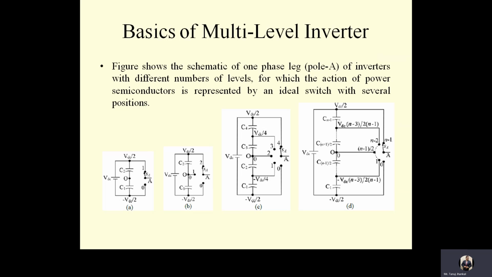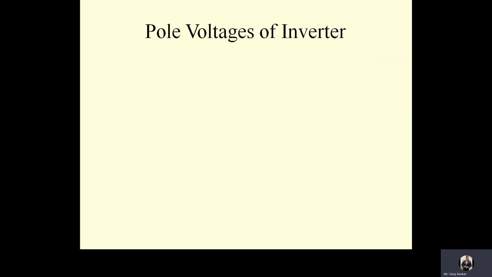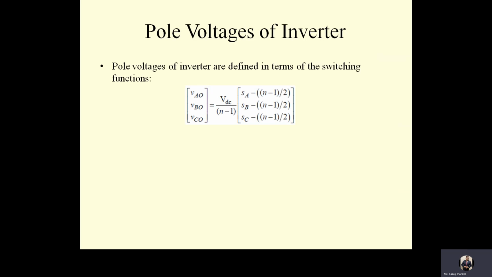Now, the pole voltage of the inverter is defined in terms of switching functions, and it can be given by the equation: VAO, VBO, VCO is equal to VDC by n minus 1, times the matrix containing SA minus (n minus 1) by 2, SB minus (n minus 1) by 2, SC minus (n minus 1) by 2, where n in the above equation is the number of levels of the inverter.